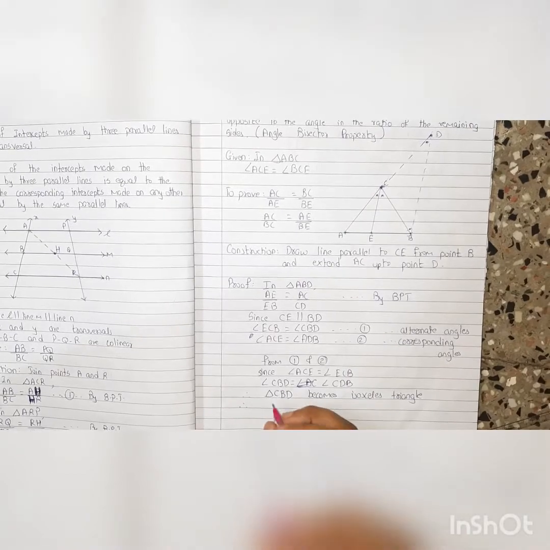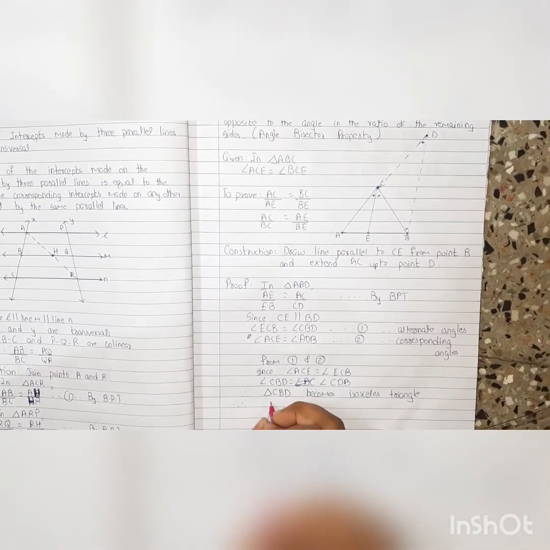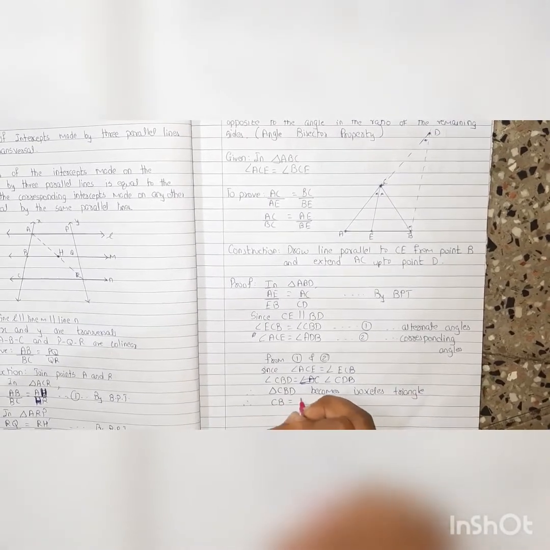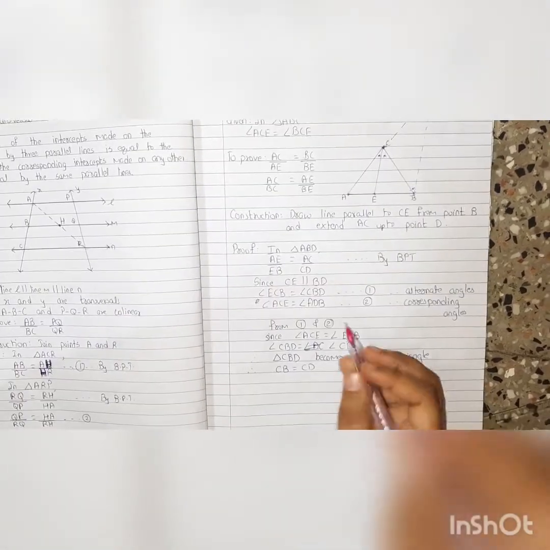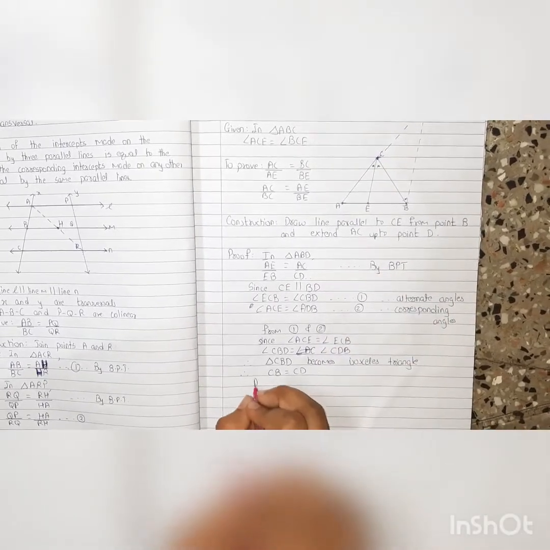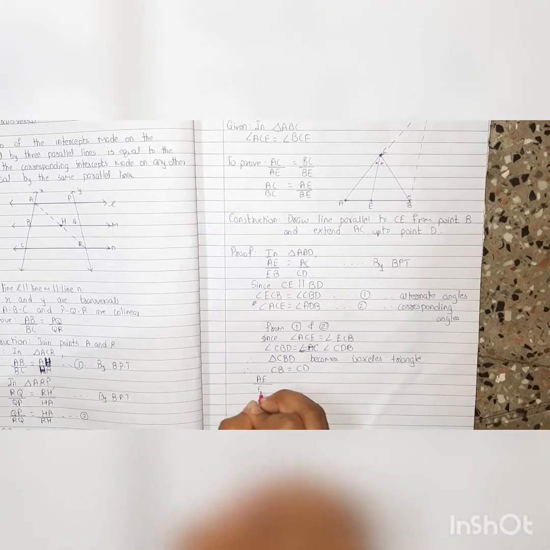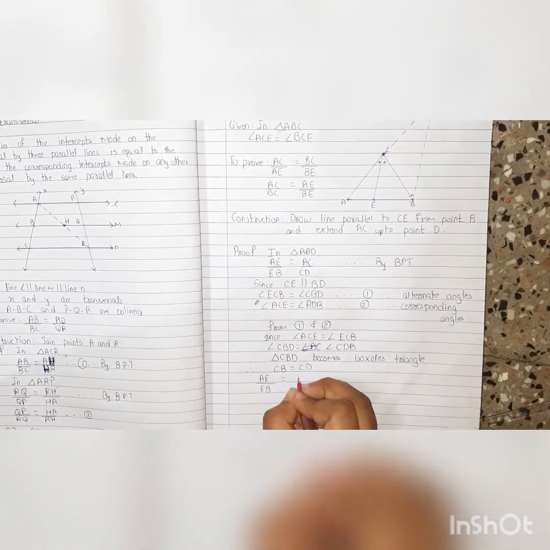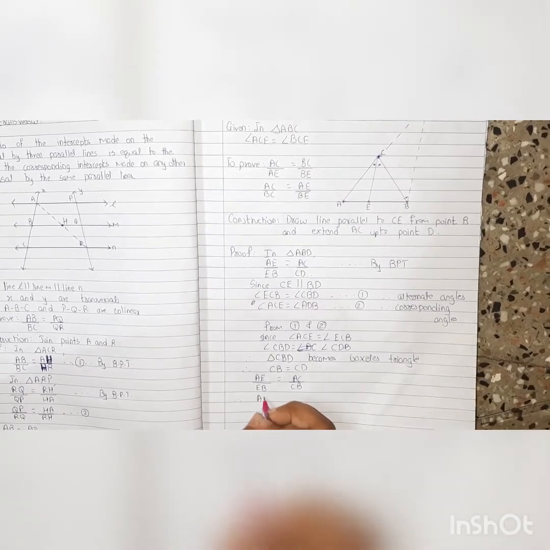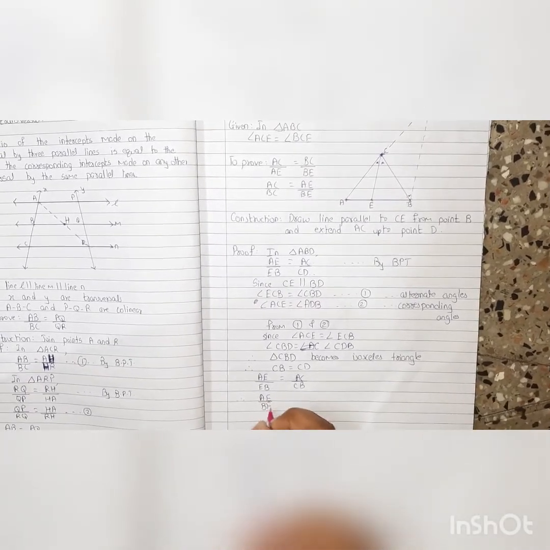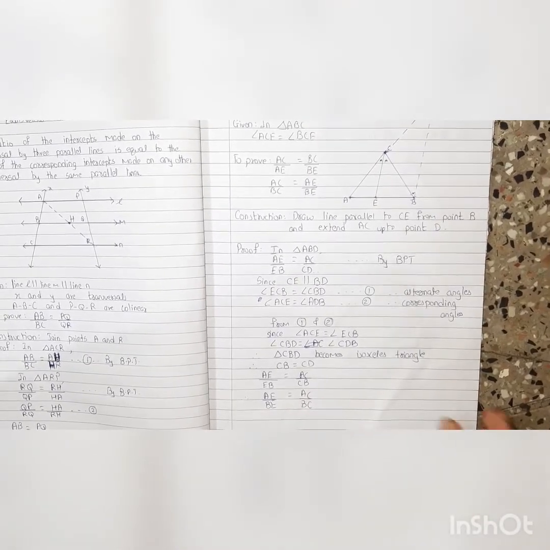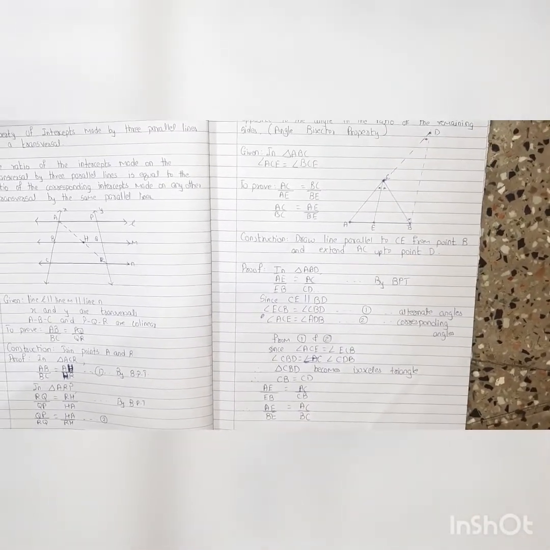Therefore, we can write that the sides opposite to these angles are also equal. Therefore, CB is equal to CD. Now we will substitute this in this equation. Therefore, AE upon EB is equal to AC upon CD. That is nothing but AE upon BE is equal to AC upon BC. So we have proved the angle bisector property.